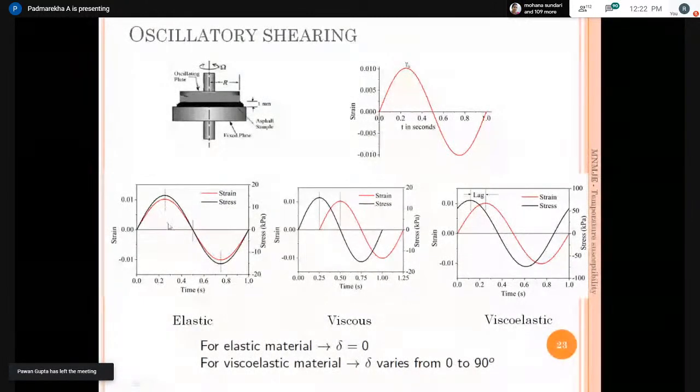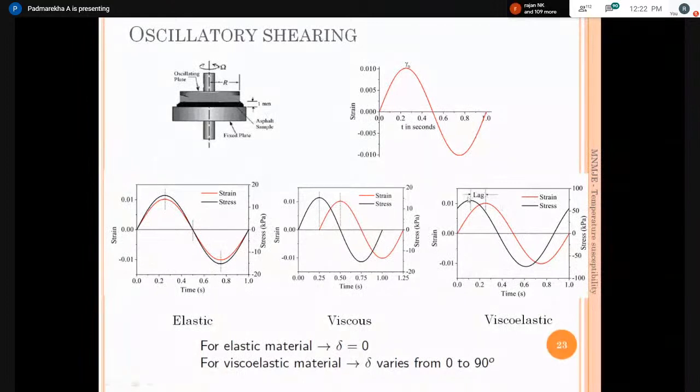When it is viscous, you can see that there is a lag between a stress and strain. This lag is what we call a phase lag. And this phase lag value will be 90 degrees for a viscous material. For a viscoelastic material, the value will be from 0 to 90 degrees.